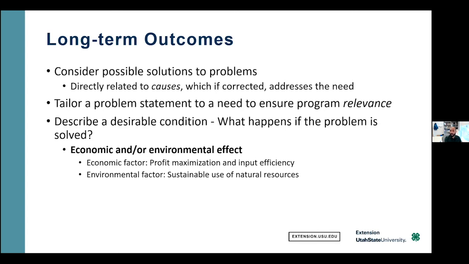an agricultural program plan. The other part of it, which is a much broader and more nuanced factor, is the environmental issue. This can mostly relate to the sustainable use of natural resources. So I'll show how these two things can be connected, but in our outcome evaluation plan, at least one of these two things should be a long-term outcome.